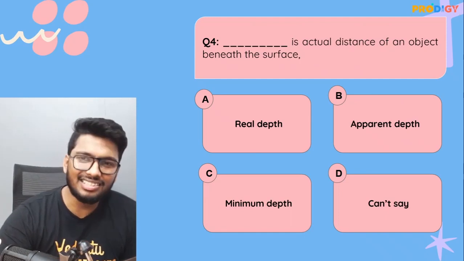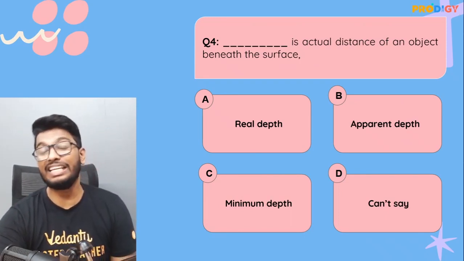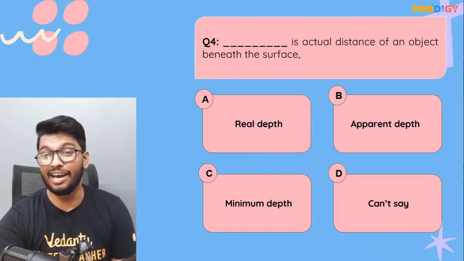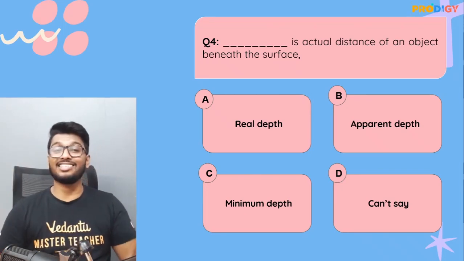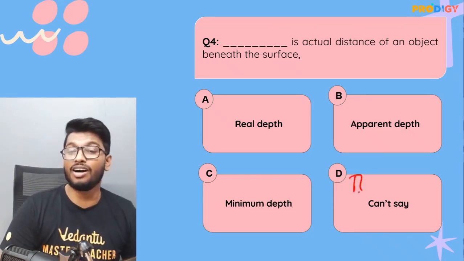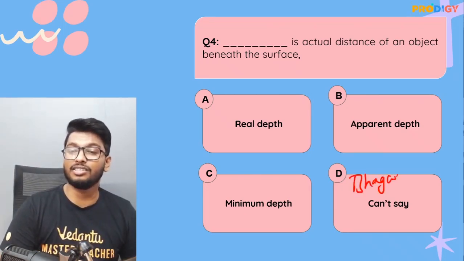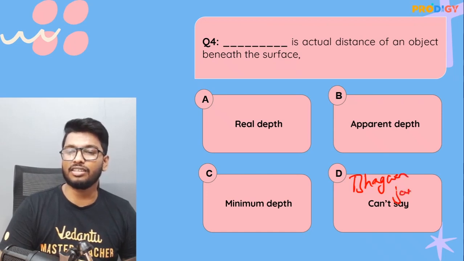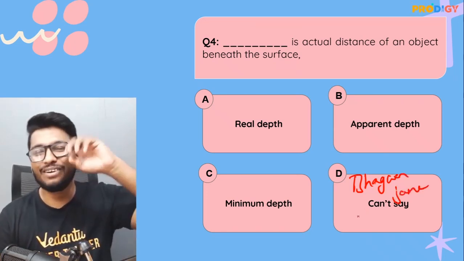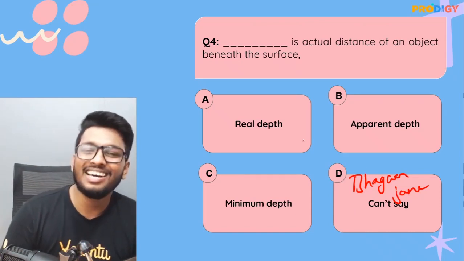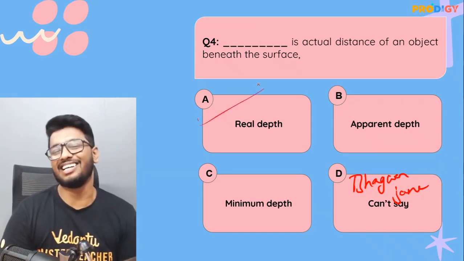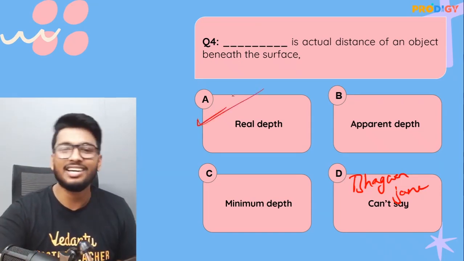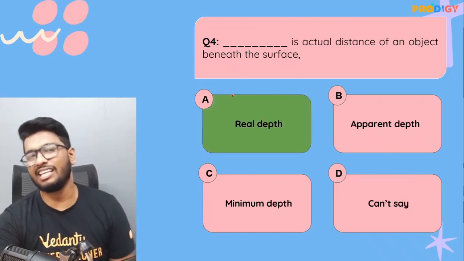Next one. Dash is the actual distance of an object beneath the surface. Real depth, apparent depth, minimum depth, or can't really say. Alright, what is the answer, guys? The answer to this question is real depth. The actual depth of the object is called the real depth, and what you see is the apparent depth.